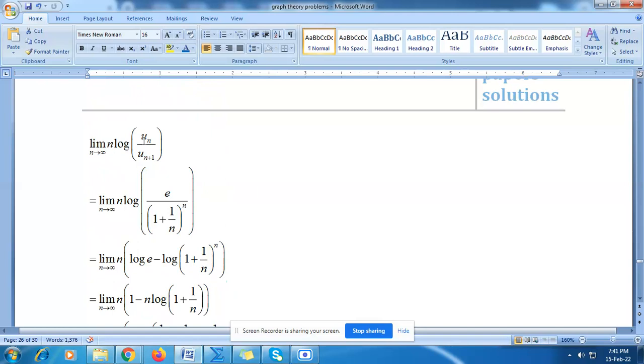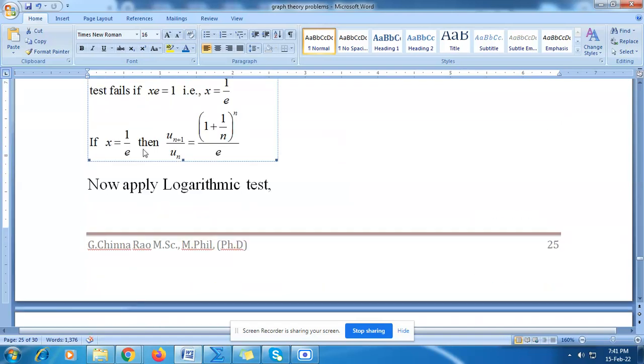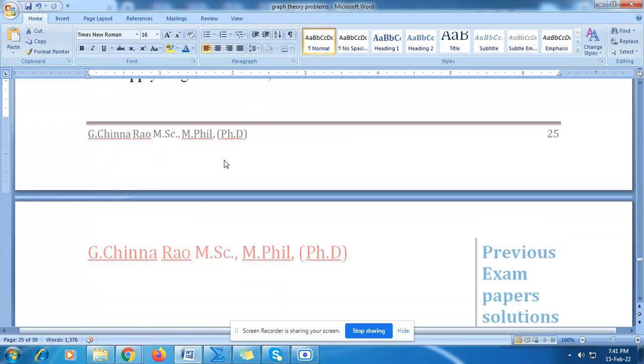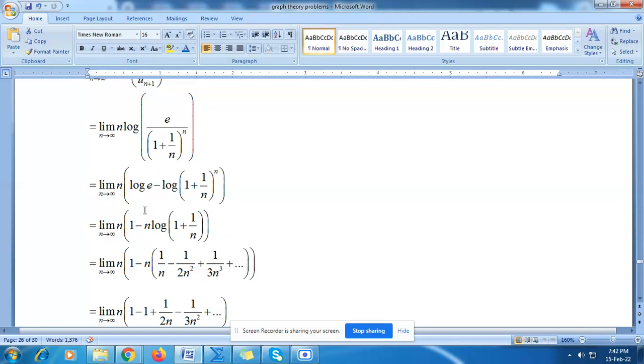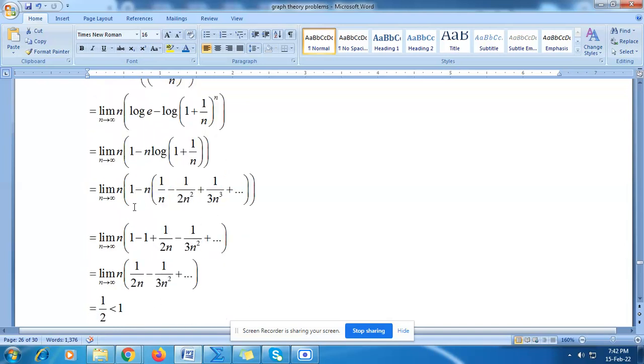n times log(un/un+1) we found above. un+1/un is (1 + 1/n)^n / e. Now take the reciprocal: un/un+1 is e / (1 + 1/n)^n. Log(a/b) can be written as log a minus log b. Did you understand what I said? Here log e is 1, minus log (1 + 1/n)^n. Log m^n is n log m. Then limit n tends to infinity of n[1 − n log(1 + 1/n)].